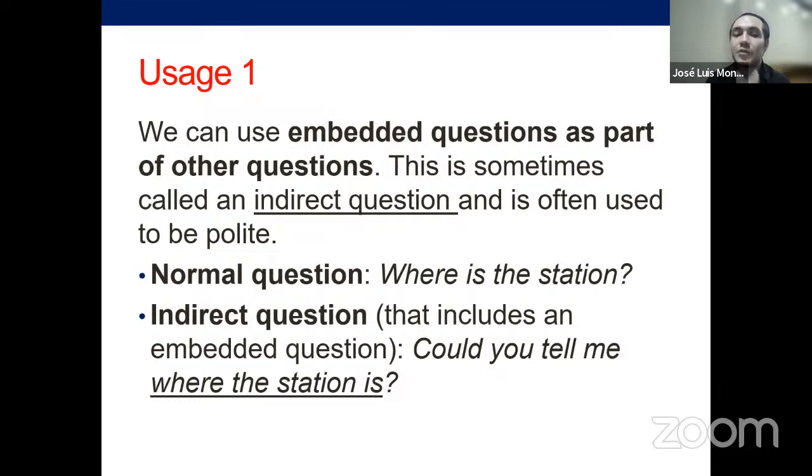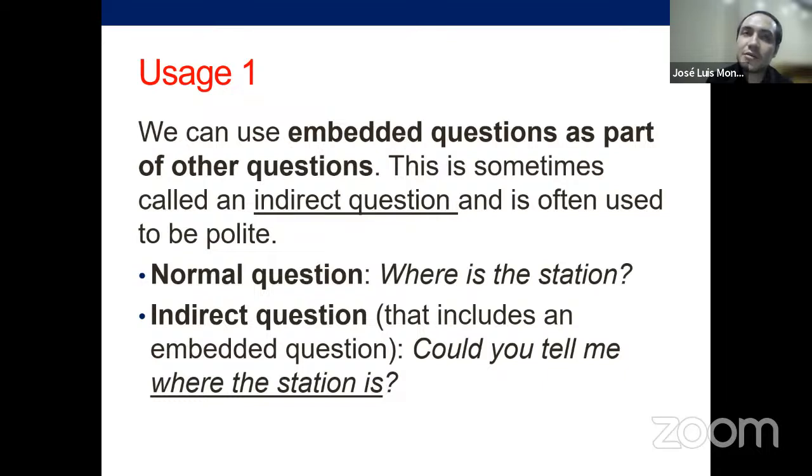So, could you tell me where the station is, right? The verb after the subject. Okay, so this is called an indirect question. So one more time, I'm going to give you one question and you're going to give me the embedded question. And you can use this structure, okay? Later on, we're going to learn more structures, but first you can use that one if you want. So this is for you, Evelyn.